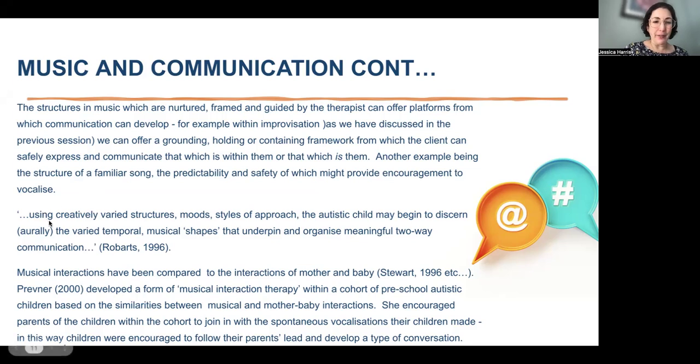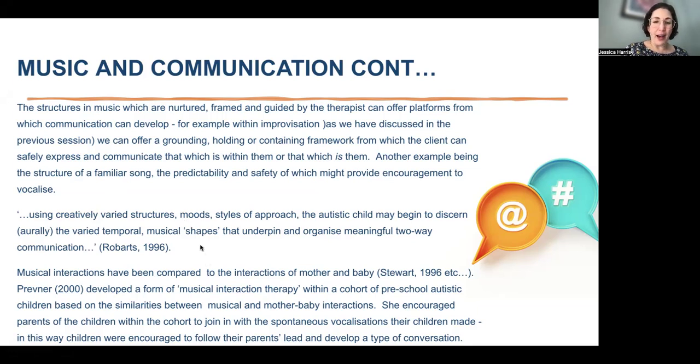So, using creatively varied structures, moods, and styles of approach, the autistic child may begin to discern the varied temporal musical shapes that underpin and organize meaningful two-way communication. And that was from Robarts in 1996.